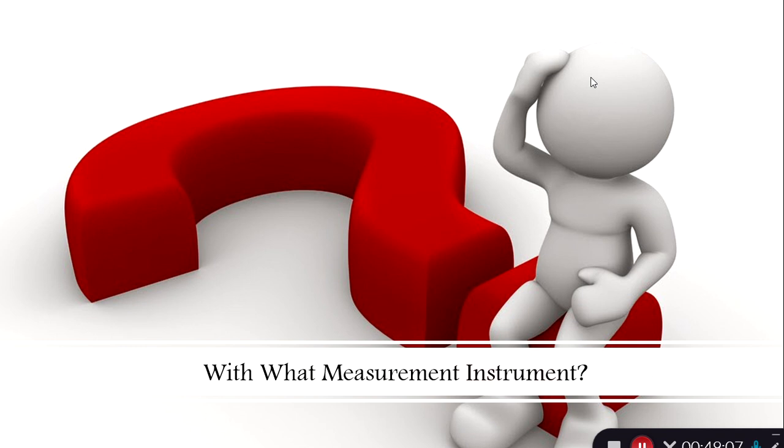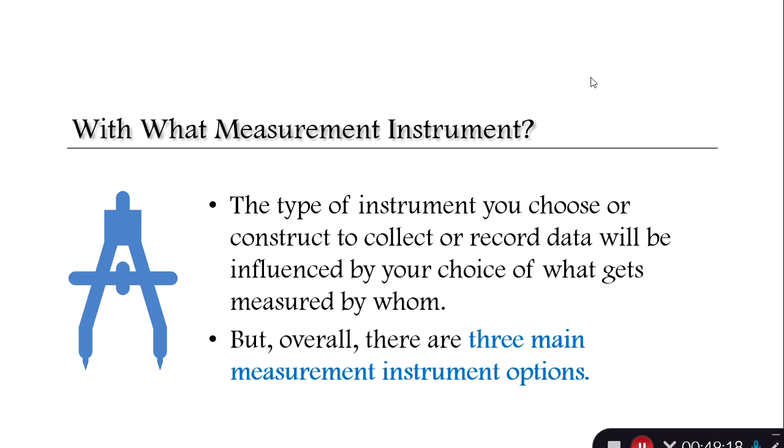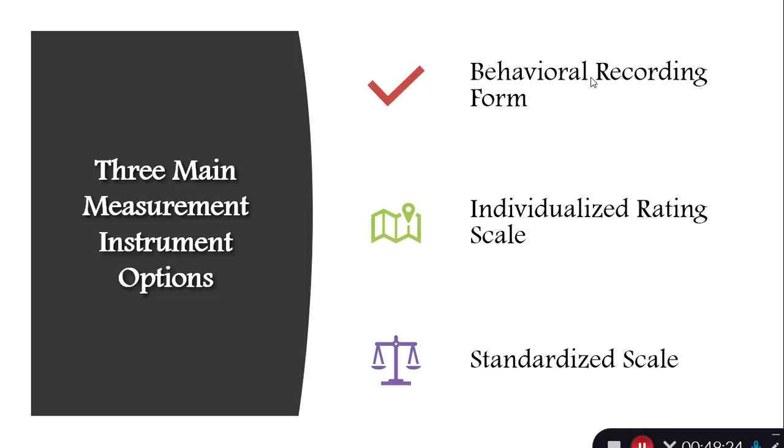In terms of with what measurement instrument, the types of instruments you choose or construct to collect or record your data will be influenced by your choice of what gets measured and by whom. But the overall thing to remember is that there are 3 main measurement instrument options. One is the behavioral recording form, the other is the individualized rating scale, and yet another is a standardized scale.